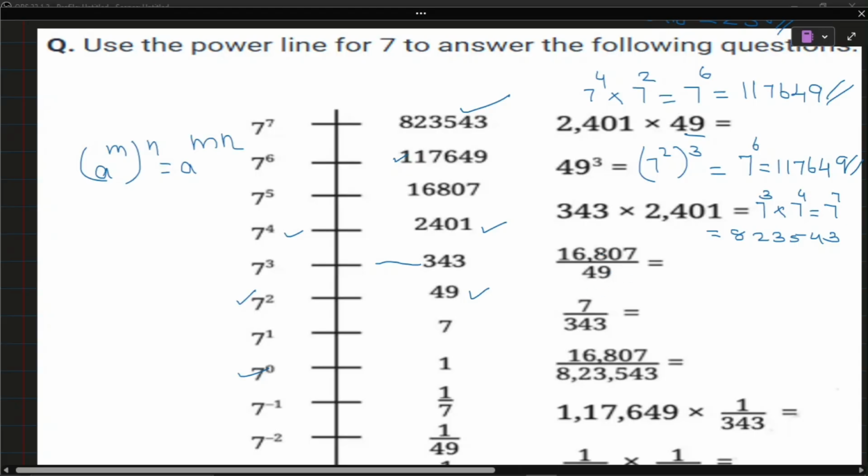Now next one, 16,807. So you find out 16,807, then the corresponding value is 7 raised to 5. So 7 raised to 5, then divided by 49, which is 7 squared. So here it is exponential division, so subtract the powers. That means 7 raised to 5 minus 2. That is 7 raised to 3, and 7 raised to 3 you can see from the table, that is 343. So simply you will get the answers.